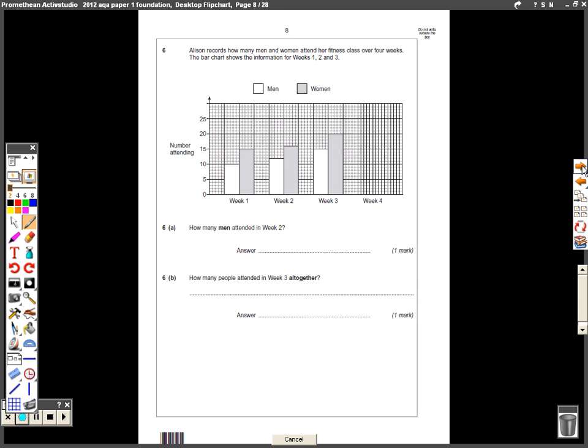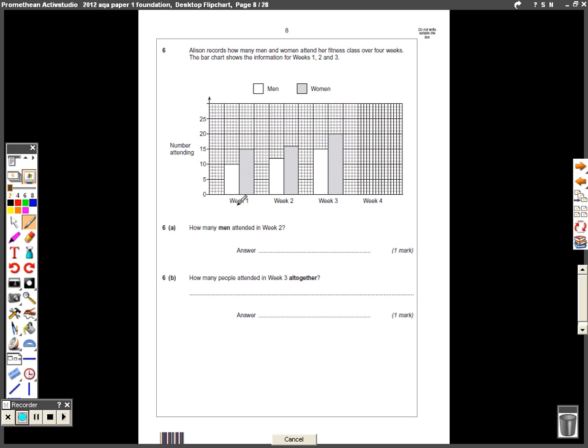Question 6. Okay, question 6. We've got a handling data question. It's always worth reading the question and trying to understand the graph that's given. It says Alison records how many men and women attend her fitness class over 4 weeks. The bar chart shows information for weeks 1, 2 and 3.